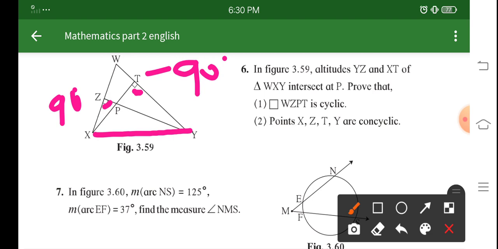They are making, and also look at their side: both angles are on the same side, upward. So by using that theorem we can say that our points x, z, t, y are concyclic. Okay, so let's get started.